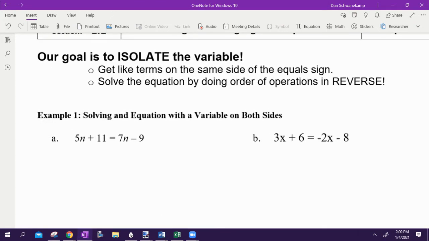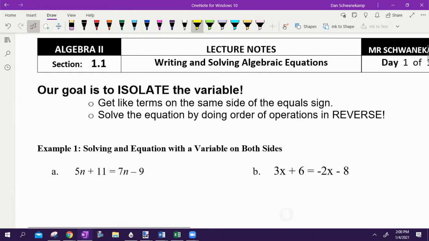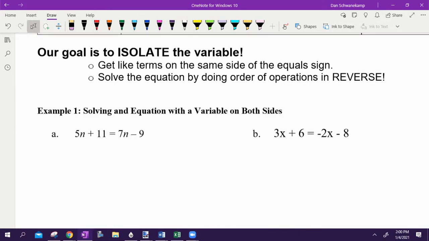Here we go. Our goal is to isolate the variable. Today we are solving equations. We are trying to get the letter by itself, so we're solving for x or h or anything else. If we are doing that, our goal is to get the like terms on the same side of the equal sign. If I've got a lot of x's, I put them on one side.